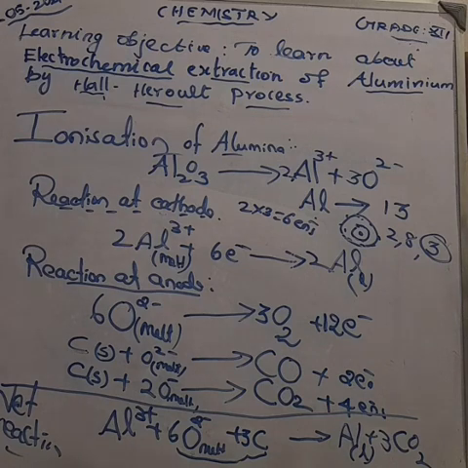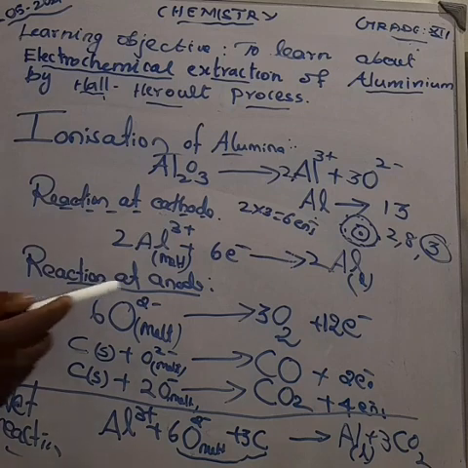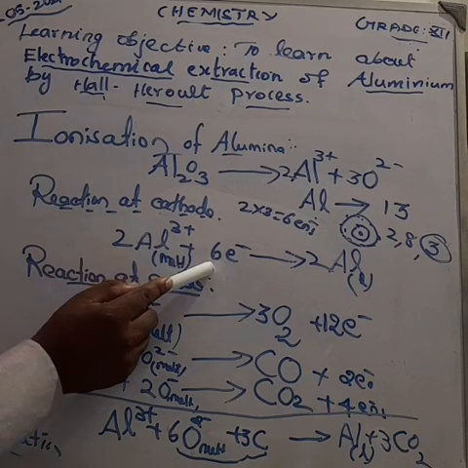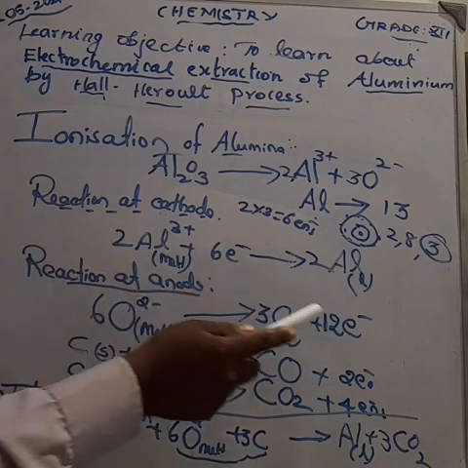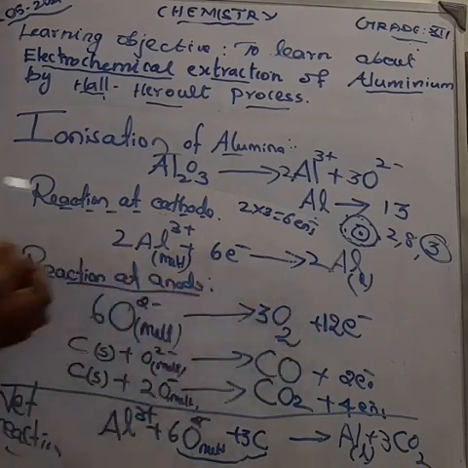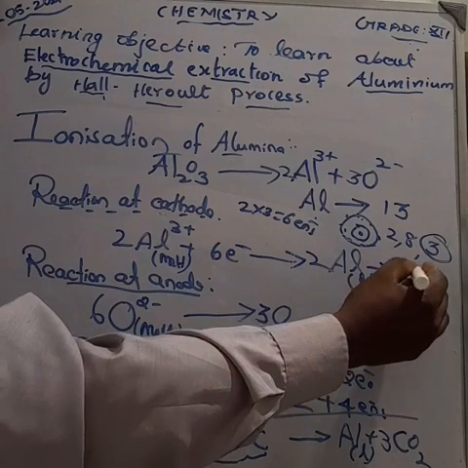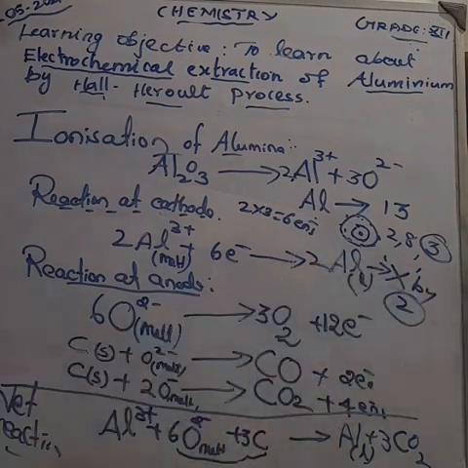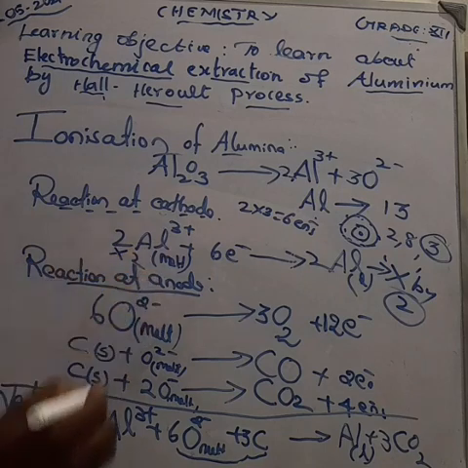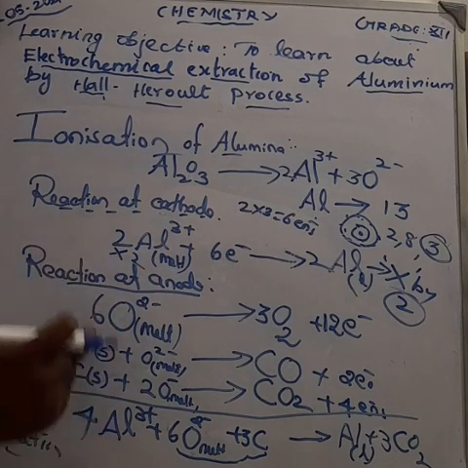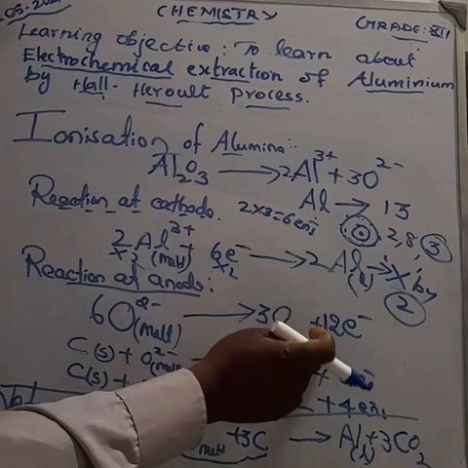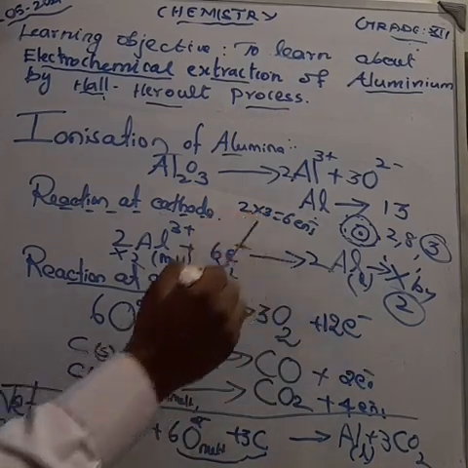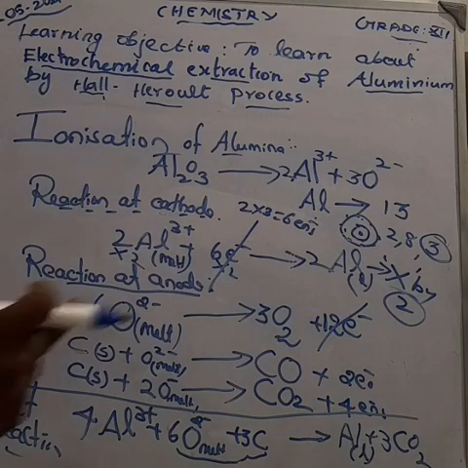And in the reduction at cathode, here also having 6 electrons. Am I right? 6 electrons. In the below reaction, they are having 12 electrons. So for cancelling 12 electrons, here you have to multiply this equation by 2. So 2 aluminium, multiplied by 2 means we get 4 aluminium. Am I right? 4 aluminium. And 6 electrons, multiplied by 2 means we get 12 electrons. So these 12 electrons can be cancelled.